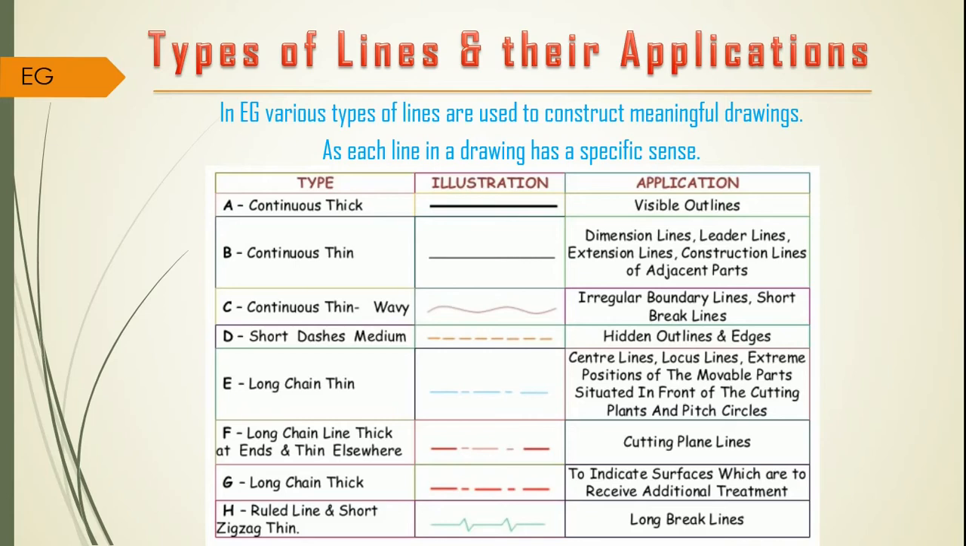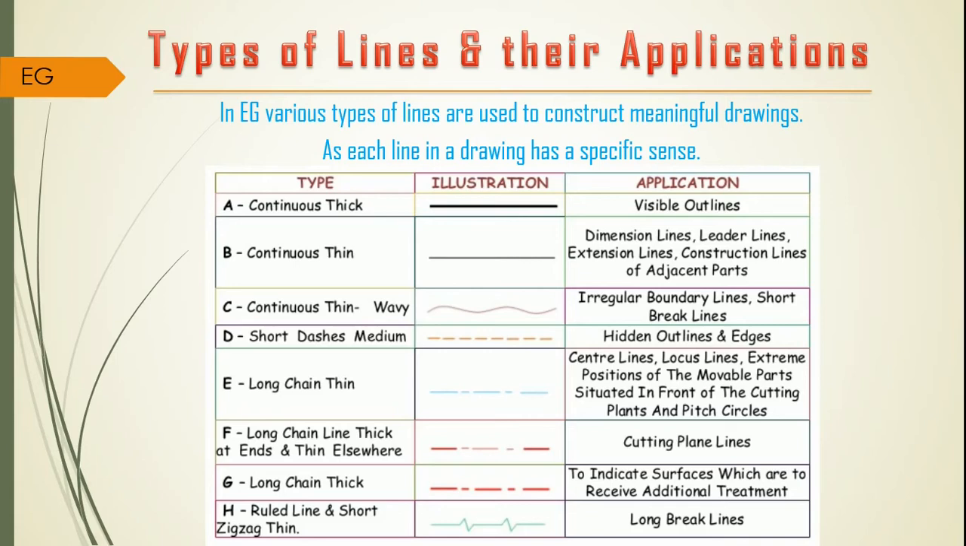Move to the next one, which is continuous thin, available in a wavy form, just to show the irregular boundary lines, that is, short break lines. For that application we are using wavy lines. Again they are thin lines, meaning they are of 0.2 mm thickness.